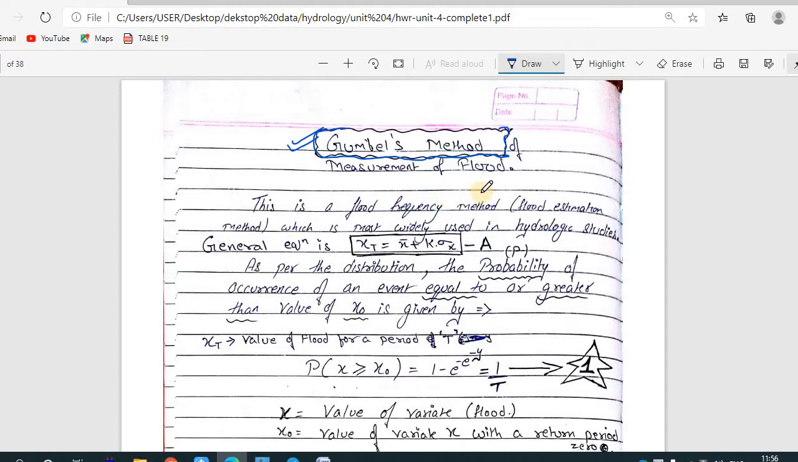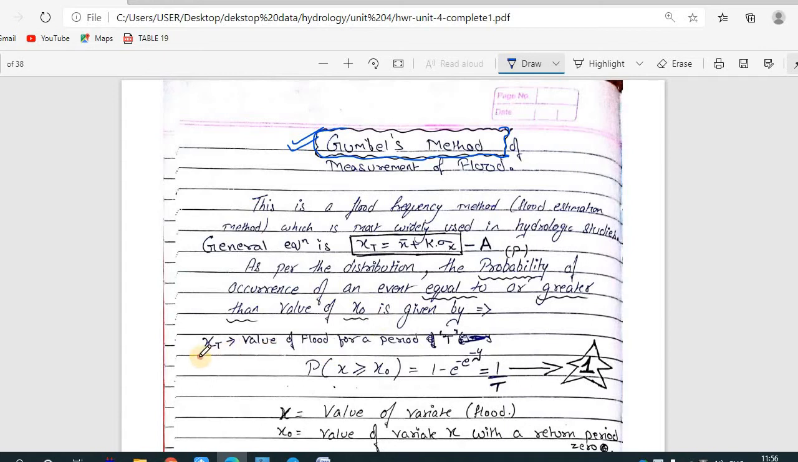This is a flood frequency method which is most widely used in hydrological study. The general equation for Gumbel's method is x_T equals x bar plus K into sigma x. As per the distribution, the probability of occurrence of an event equal to or greater than the value of x_0 is given by the following.